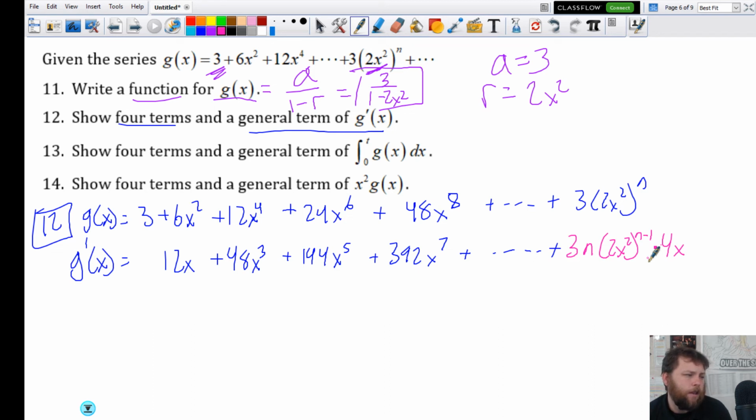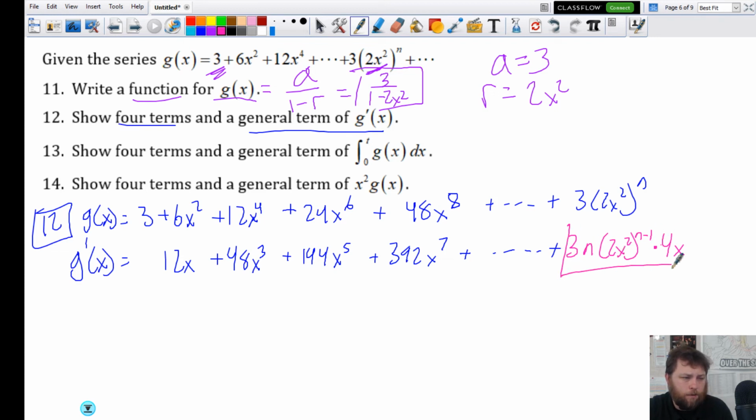Okay, if you start with n equals 1, you would get 12x. So you get 3 times 1 times, this would go to 0 power, so 1, times 4x. So it would be 3 times 4x, 12, good. And then n equals 2, you'd get 6 times 4 is 24. Times 2 would be 48. Yeah, that makes sense. I'm right here. So we had to chain it.